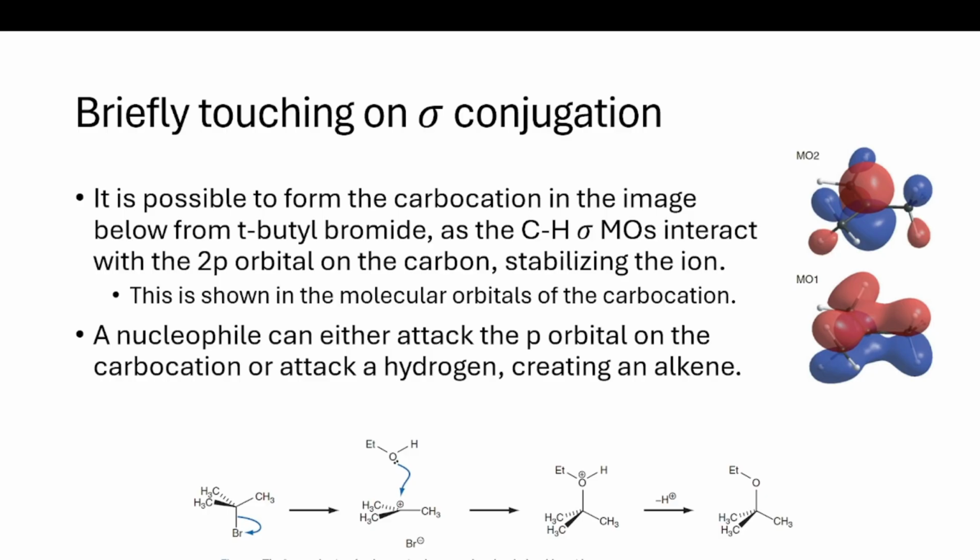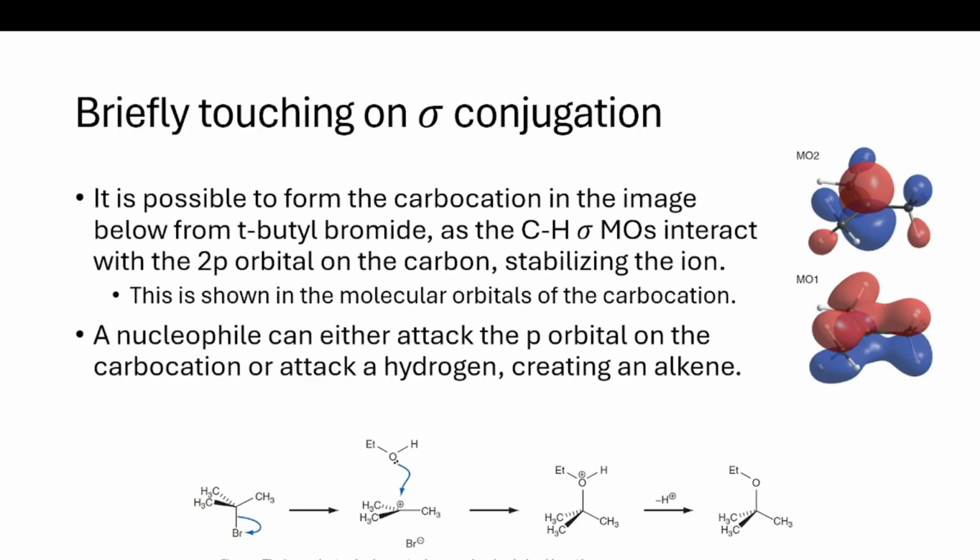So, if you have a very long alkene, what can happen is, if you have the carbons next to the alkene carbons, those are bonded to hydrogen, for example. And the bonding sigma molecular orbitals for carbon and hydrogen interact with pi orbitals. And therefore, this stabilizes the alkene, for example.